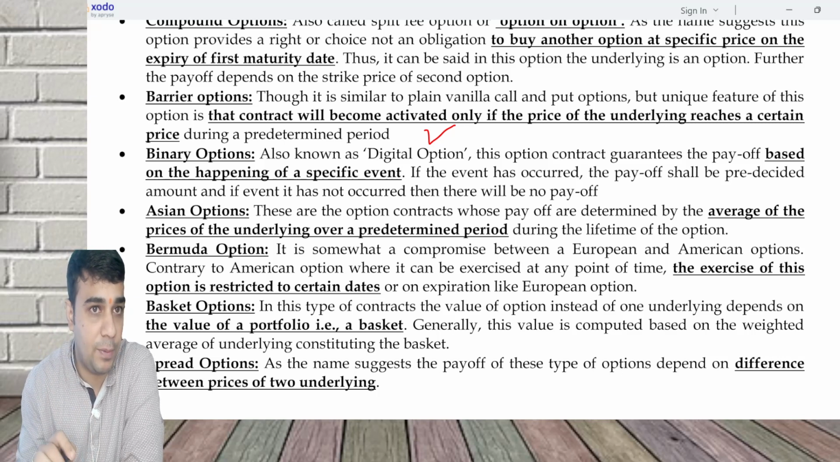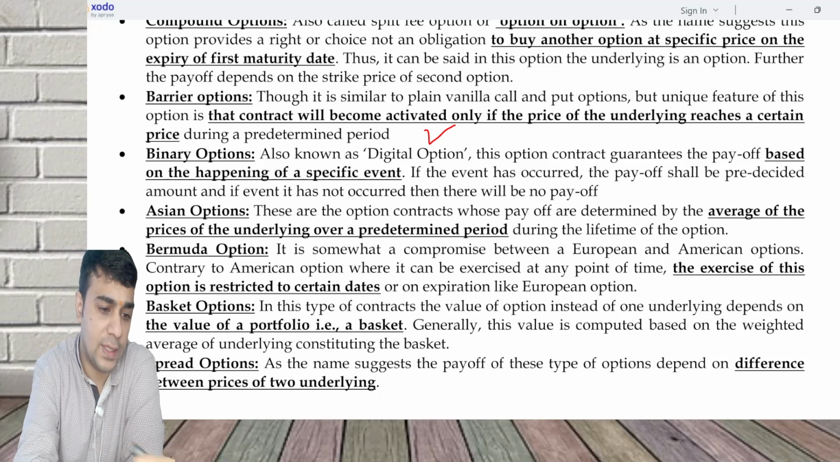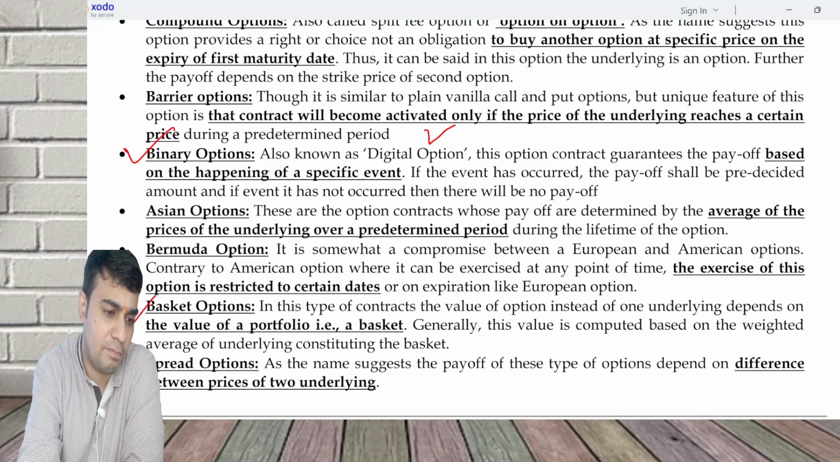Premium is today's payment. Any doubts in this? Okay, the second option I'm going to discuss is the basket option.